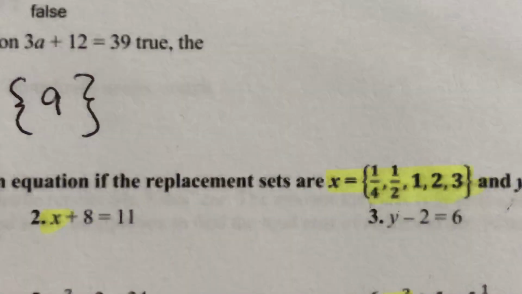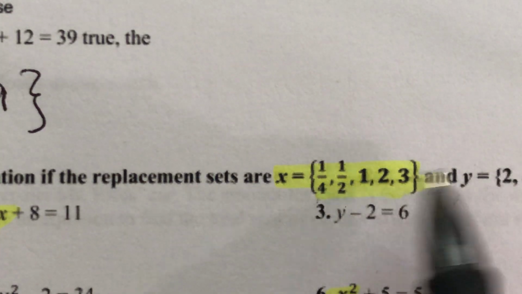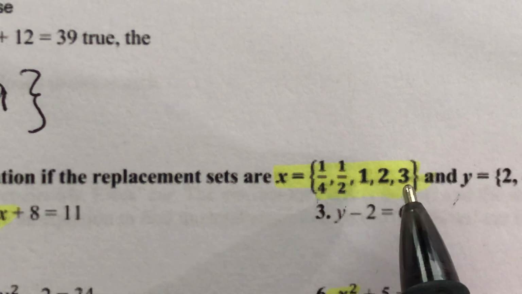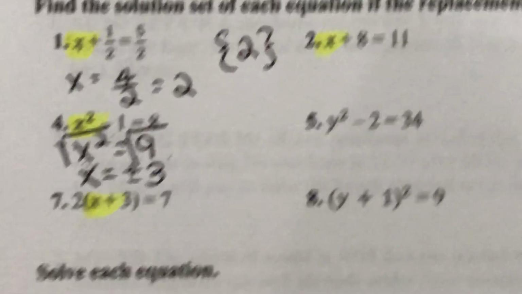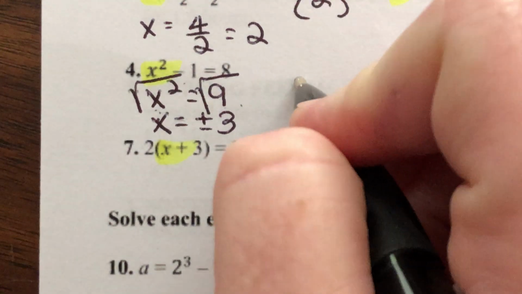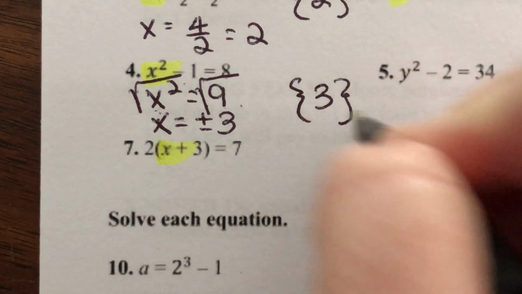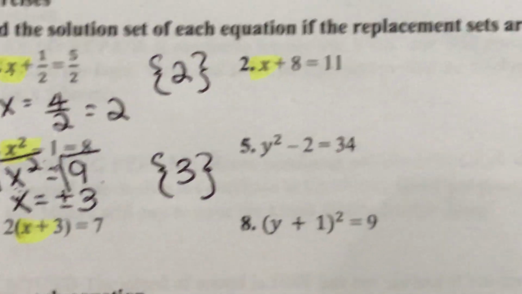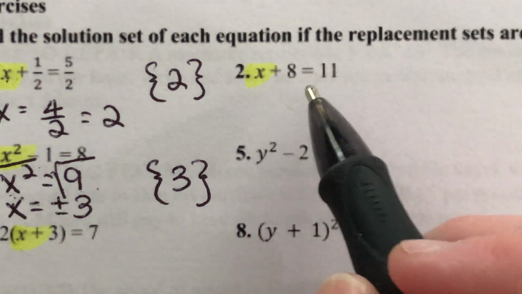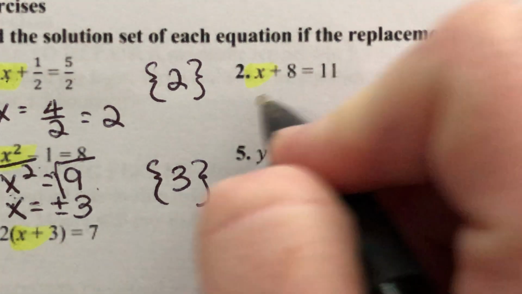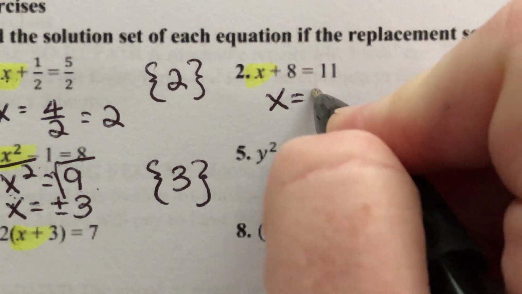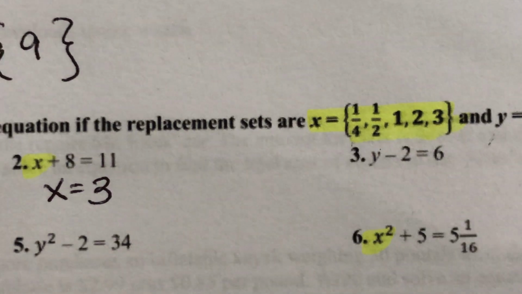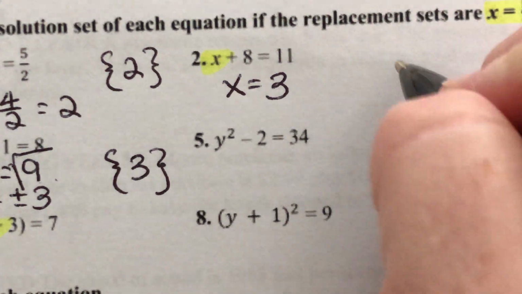However, one of those is not one of our choices, right? -3 is not one of our choices, only +3. So over here for our solution set, I'm going to write a little squiggle, a 3, and a squiggle. And that's it. That's my solution set. Even though there's another answer, it's not one of my choices. Okay, number 2. X plus 8 equals 11. I subtract 8 from both sides of my equal sign, and I get x equals 3. So is 3 one of my choices? Yes, it is. So I put my little 3 inside my squiggles.